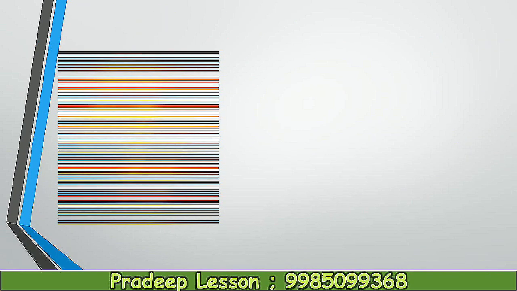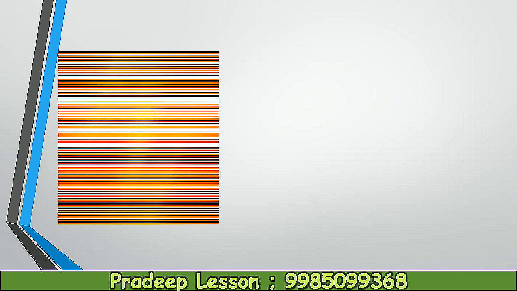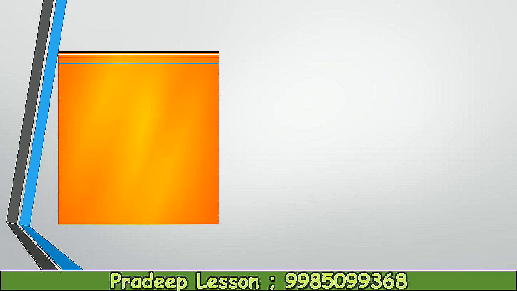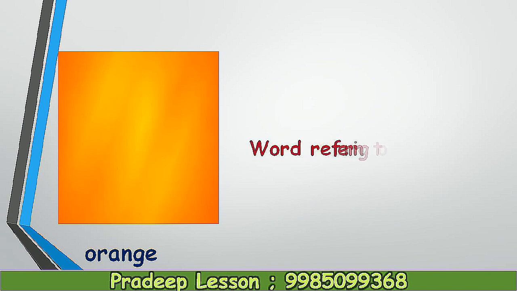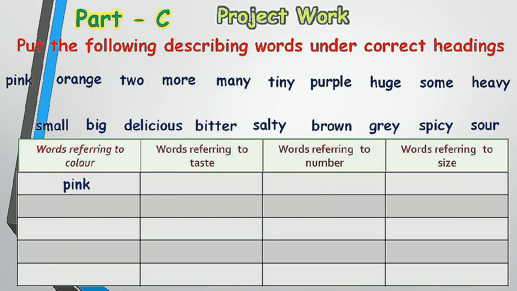Then next picture. This is also very easily identified. Orange. Orange is one of the colors, and this word is referring to color. Here orange goes to color in this table.